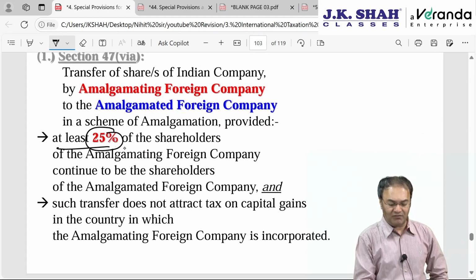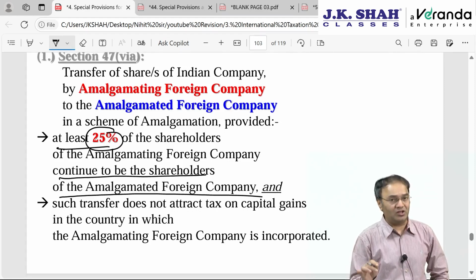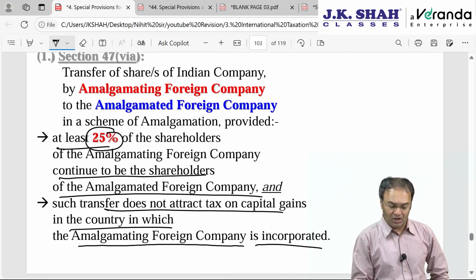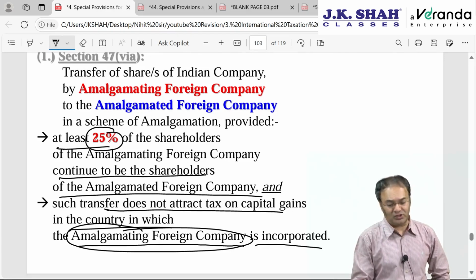Number one, 25% shareholders of Coca-Cola USA continue to be the shareholders of Copsi USA, and this transaction does not attract tax on capital gain in the country where the transferor amalgamating foreign company is incorporated. Transferor amalgamating foreign company in our example is Coca-Cola USA.